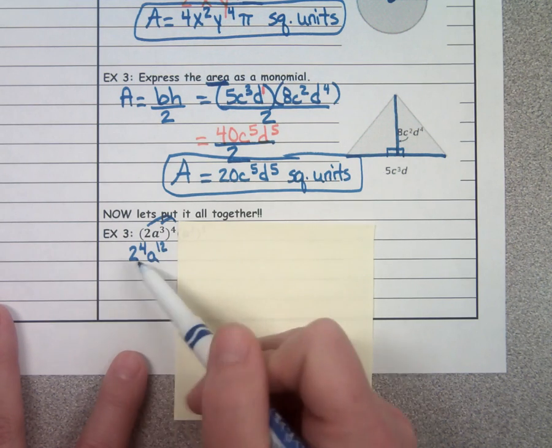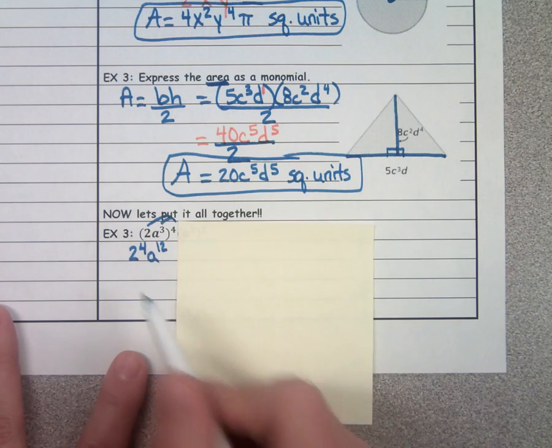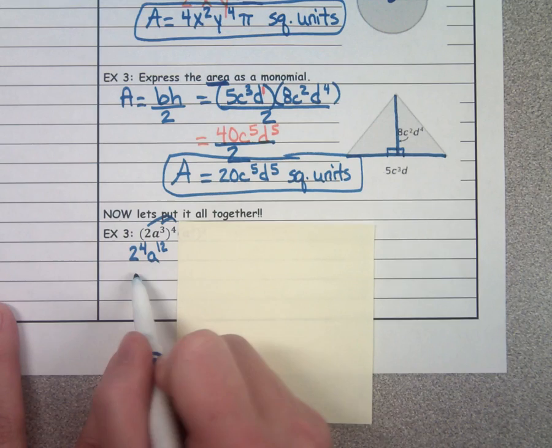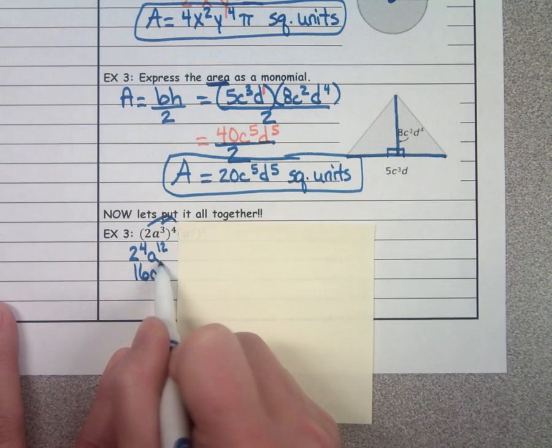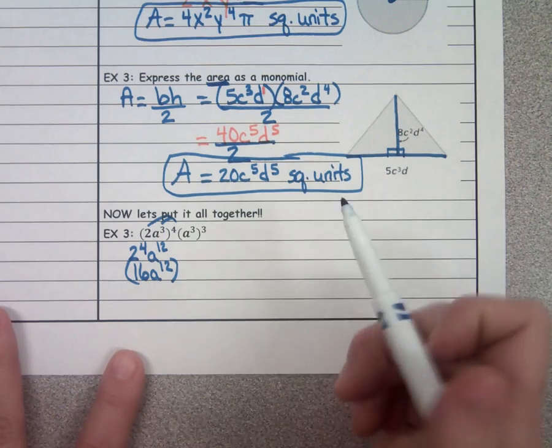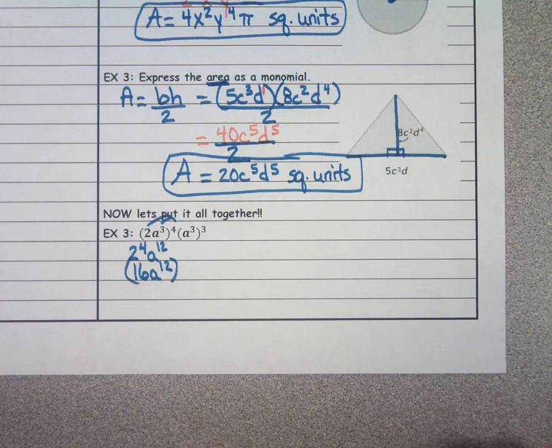Let's just clean this up. What is 2 to the 4th? 2 times 2 times 2 times 2. 16, so I have 16 a to the 12th. I'm going to slap it back down in parentheses. Now let's clean up the back half.